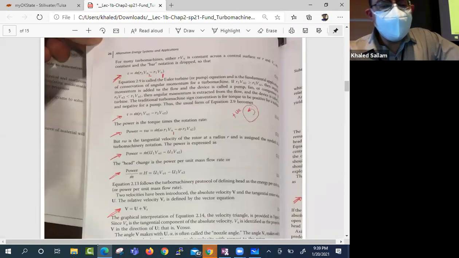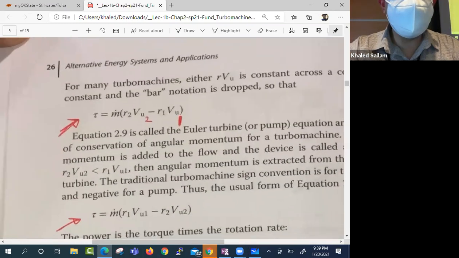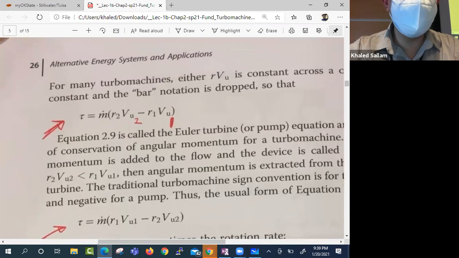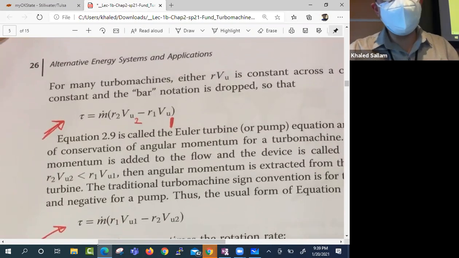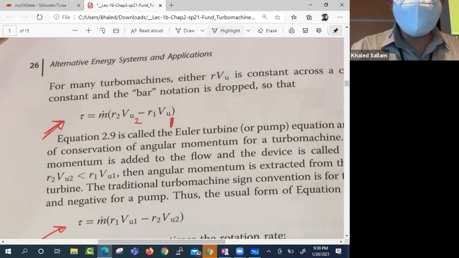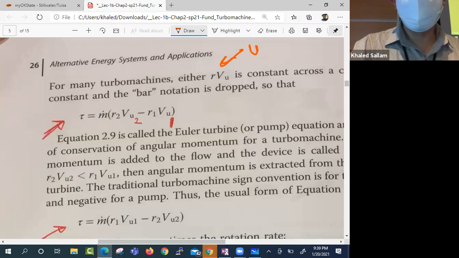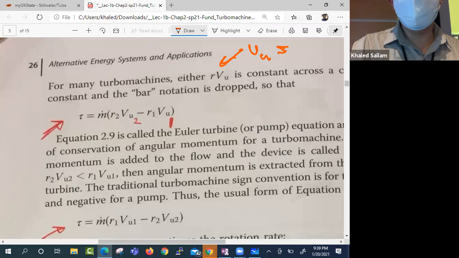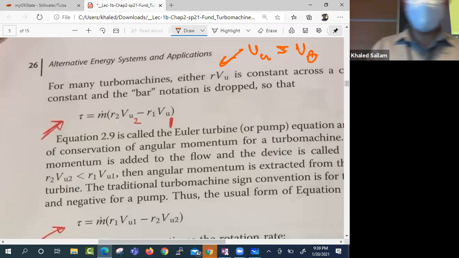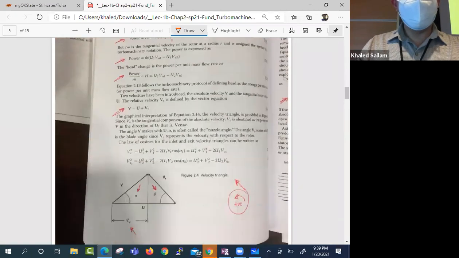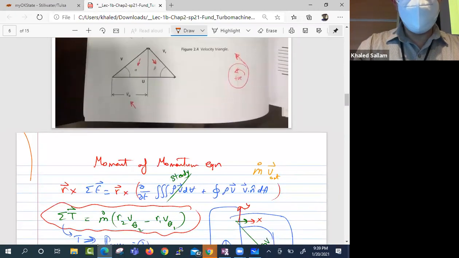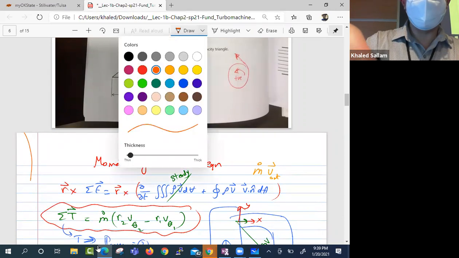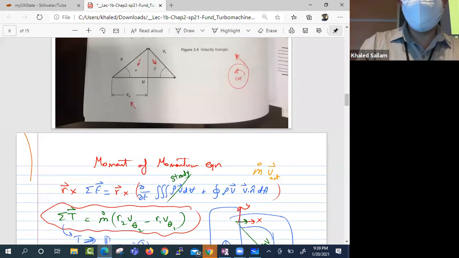Very good. So that equation in our chapter 2, the torque is m dot r2 v theta 2 minus r1 v theta 1. So he is actually calling it v u. Why? So that v u is v theta. What is v theta? What is he talking about? Most textbooks actually call it v theta. We'll see why in a minute. It's the same thing, right?